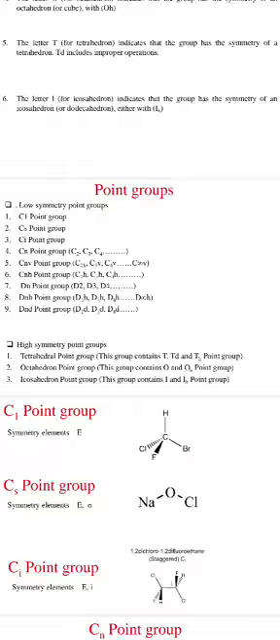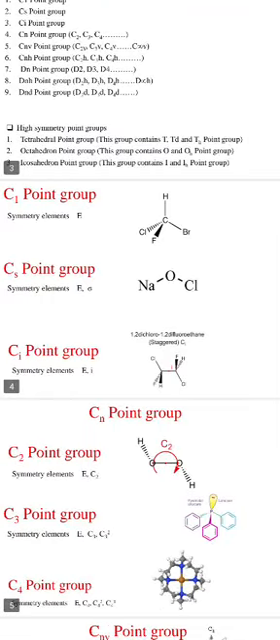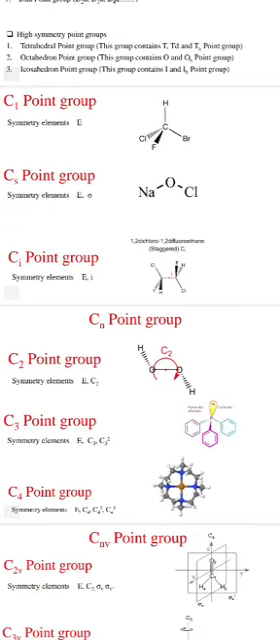Let us discuss them one by one in this video. First we can discuss the low symmetry point groups. The first point group here is the C1 point group. What do we mean by the C1 point group? C1 contains only one symmetry element, that is the identity element.